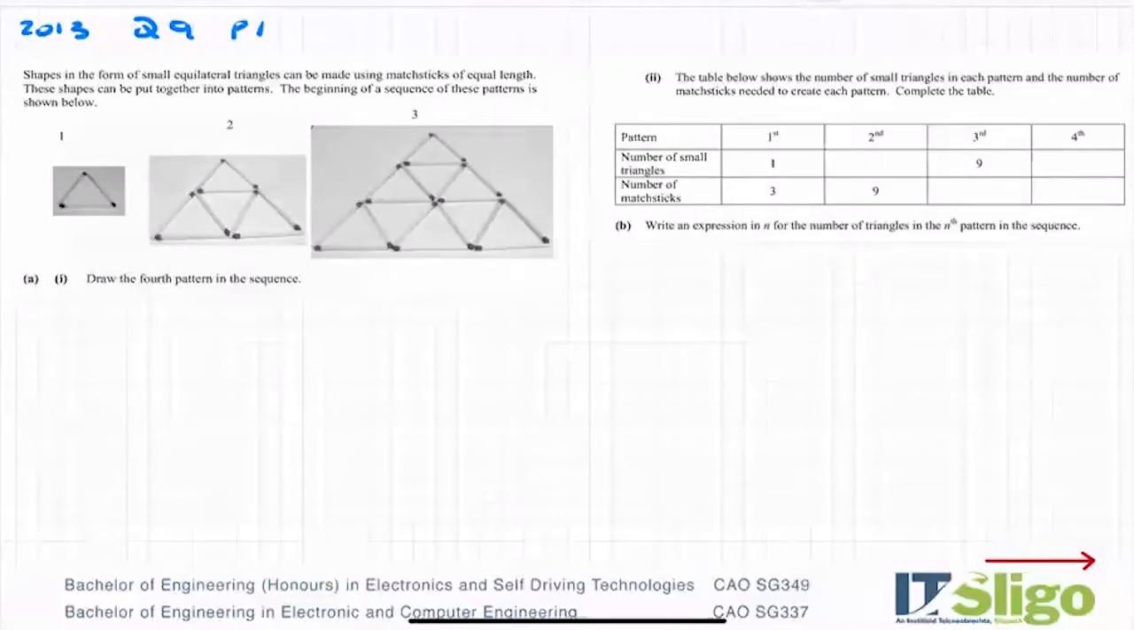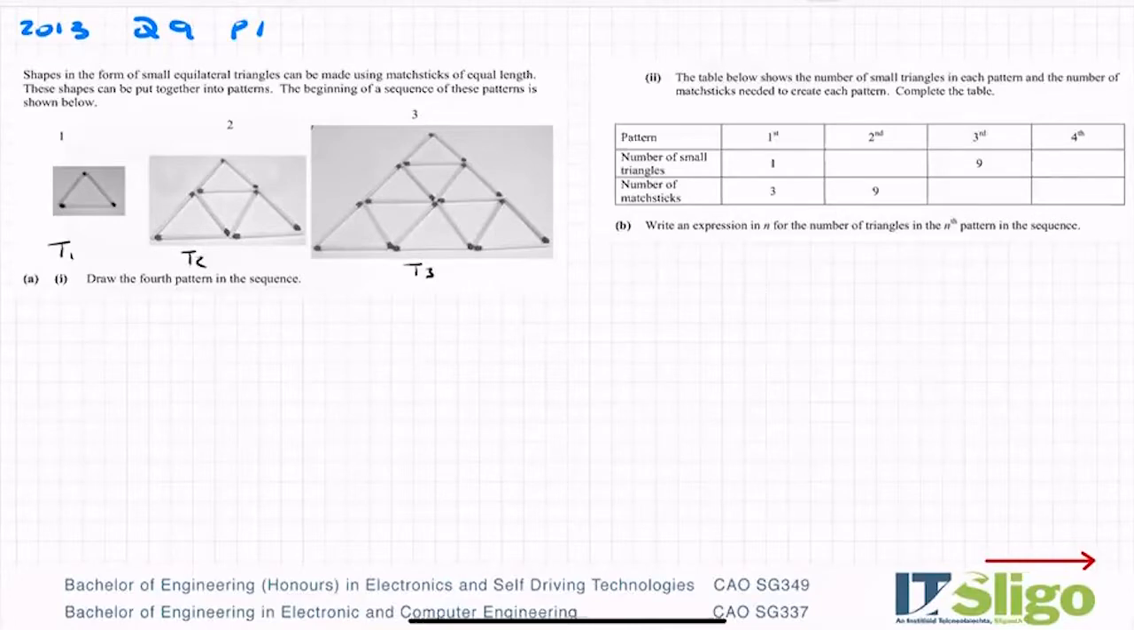Right, let's have a look at the 2013 question, and it was 9 on paper 1 on sequence and series. Shapes in the form of small equilateral triangles can be made using matchsticks of equal length. These shapes can be put together into patterns. The beginning of a sequence of these patterns is shown below. So this is what we would call T1, term 1, term 2, term 3, and it says draw the fourth pattern in the sequence.